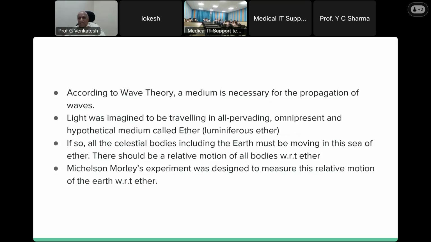Ether is present everywhere. So, if all the celestial bodies, including the Earth, must be moving in the sea of ether, there should be a relative velocity between the two bodies, that is the Earth and the ether. And Michelson and Morley's experiment was designed to measure this relative motion of the Earth with respect to ether. Many people call Michelson-Morley experiment a failure experiment. It is not a failed experiment actually. It is an experiment which did not give the expected results. It was a null result experiment, not a failed experiment. The experiment did not fail, but the result was not what was expected.